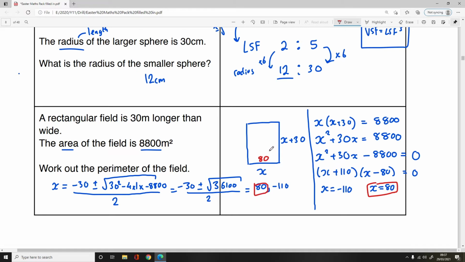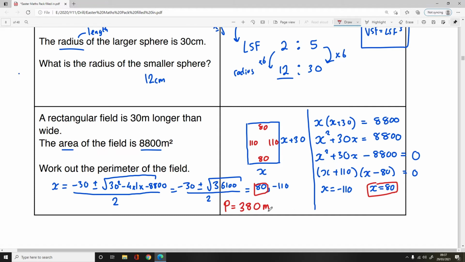This will mean that this length is 80 and this is 110. So yeah, it is 30 meters longer than wide. This will be 80, this will be 110, and the perimeter will be all of those things added together. So 80 plus 80 plus 110 plus 110, that would be 380 meters.